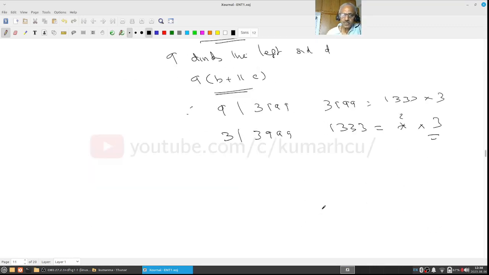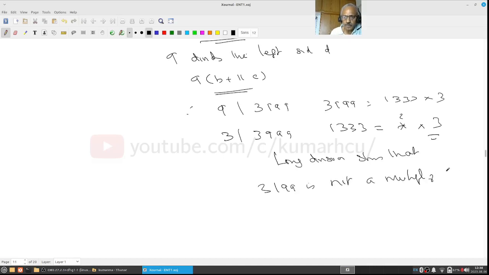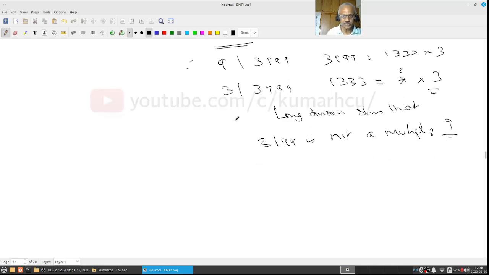So by usual long division, you know, there are other methods also, you can show that 3999 is not a multiple of 9. You also have the divisibility test. You add the digits, then that sum should be divisible by 9. The sum is going to be 27 plus 3, 30. 30 is not divisible by 9. That is very easy to show. Again, if you don't want to use long division, how will I do that?